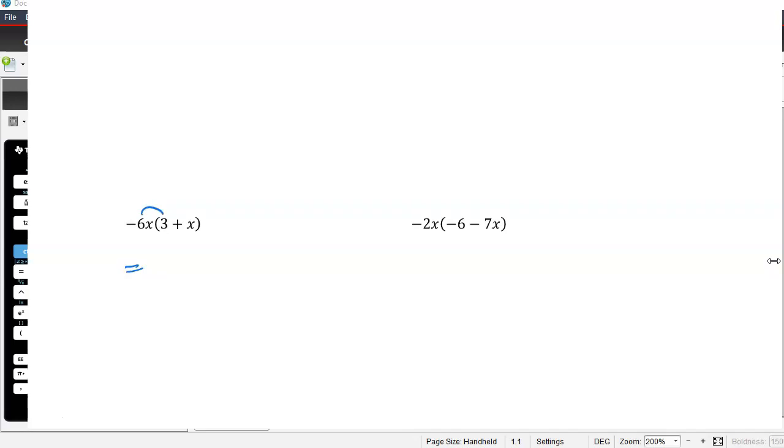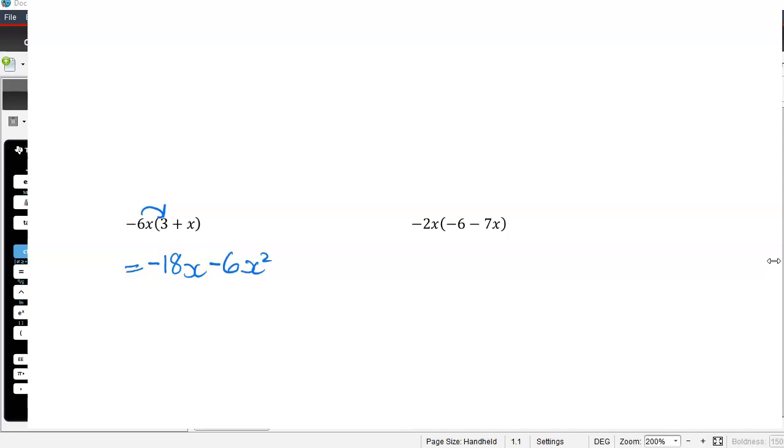So negative 6x times by 3. So negative 6 times by 3 is negative 18x. Negative 6x times by positive x is negative 6x squared. Now remembering these are not like terms because that is just x, that is x squared, so we can't group any like terms there and simplify.